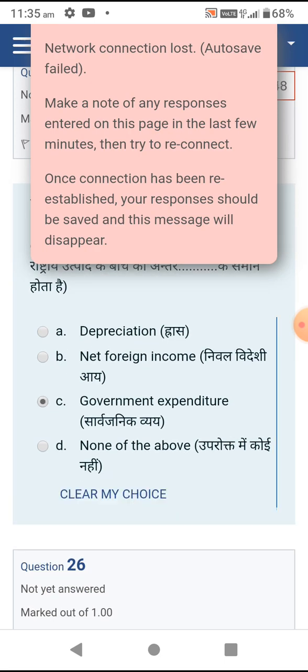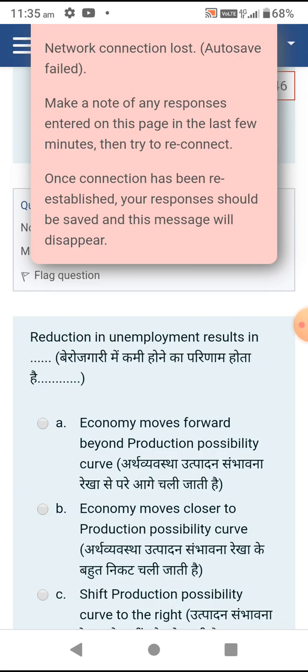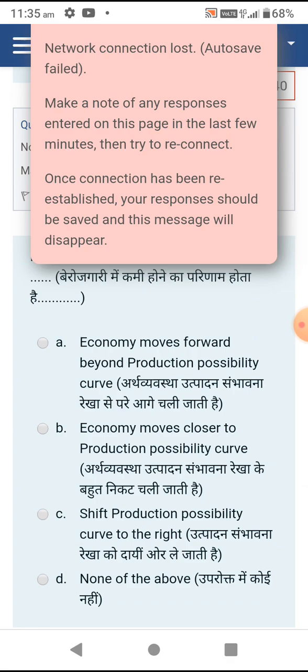Reduction in employment results in: economy moves forward beyond production possibility curve, economy moves closer to production possibility curve, shift production possibility curve to the right, none of the above.